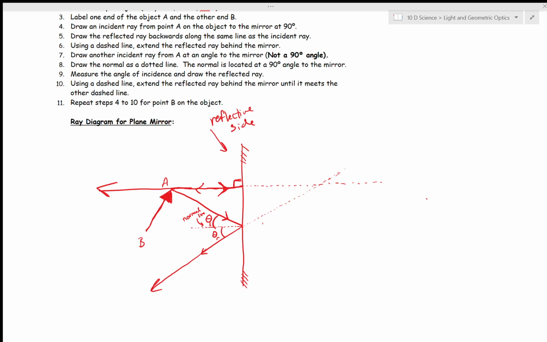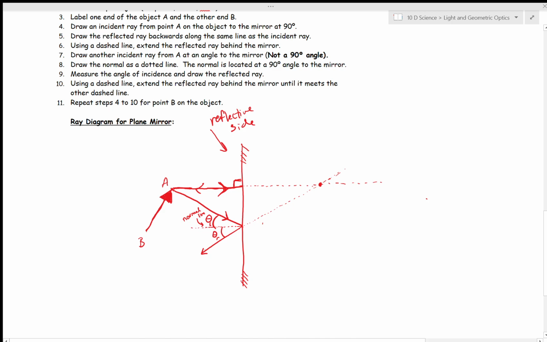And so our brain is actually quite an amazing organ. It is able to extrapolate where those light rays would have come from. In other words, I'm able to extend it behind the mirror for both of those reflected rays. And where those rays cross, so this point right here, that represents point A in my reflection.